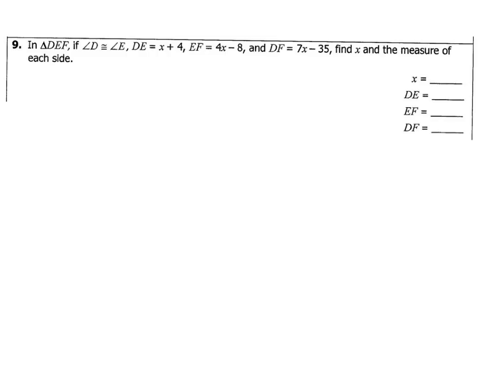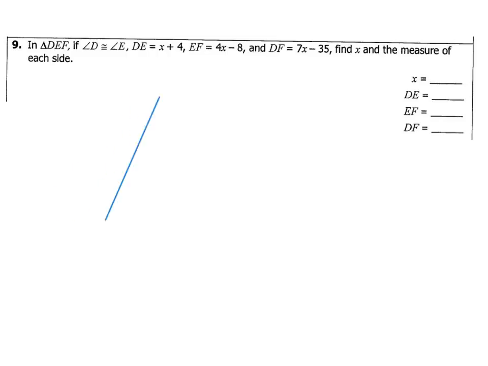All right, so number 9. Number 9, we are just given words. We are not given a diagram. So anytime you are not given a diagram, always, always, always draw a picture. All right, so we know that we are dealing with triangle DEF. So let's draw triangle DEF.